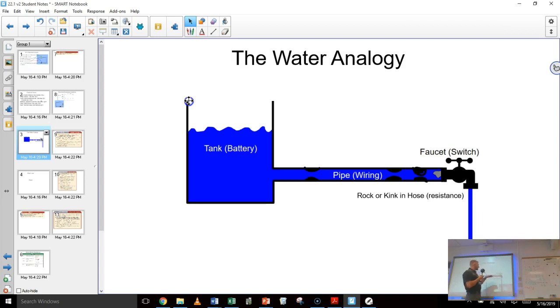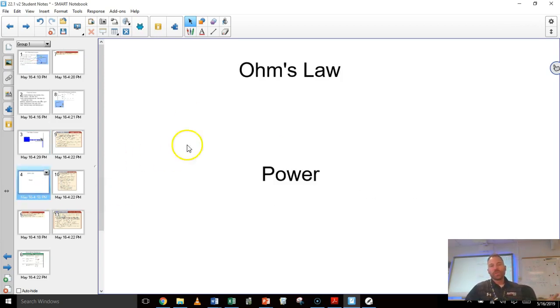So the more pressure you have, the more water squirts out. The less pressure you have, the less water comes out of this. The more kinks in the pipe, the less, and you can turn it on and off with the faucet. Everything in electronics, there's a really good metaphor in the water world to help explain what's going on. Next, we're going to talk about what's called Ohm's law.